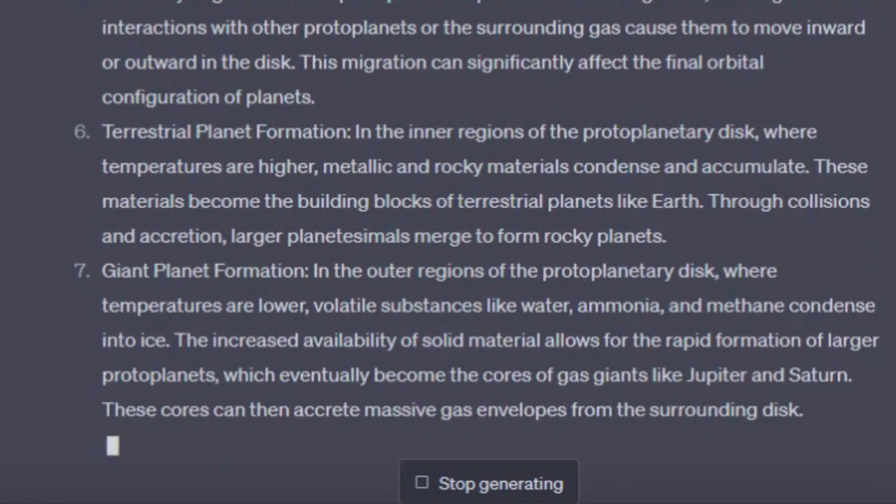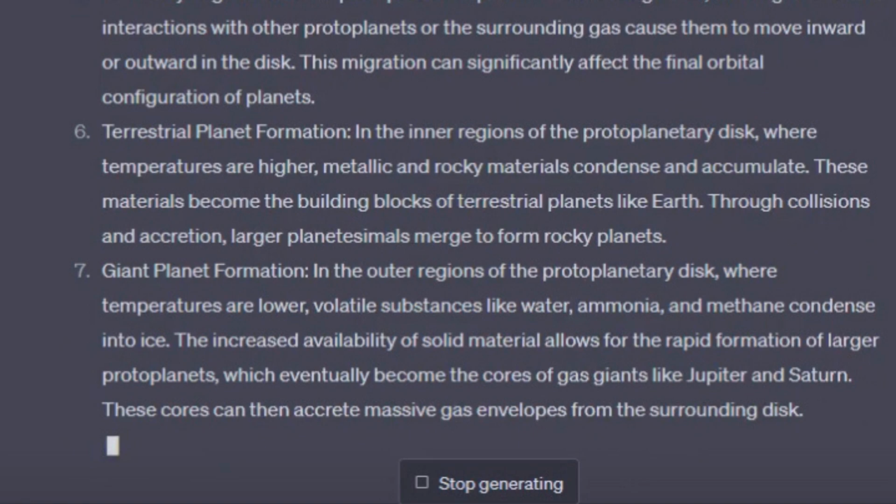6. Terrestrial planet formation. In the inner regions of the protoplanetary disk, where temperatures are higher, metallic and rocky materials condense and accumulate. These materials become the building blocks of terrestrial planets like Earth. Through collisions and accretion, larger planetesimals merge to form rocky planets.